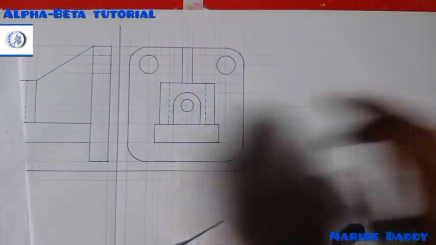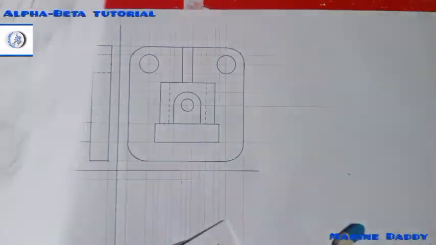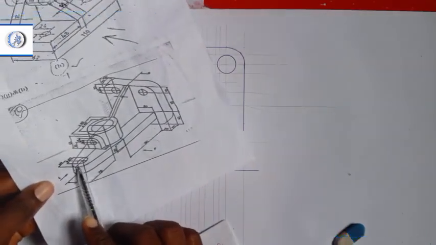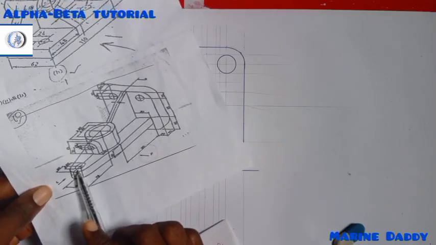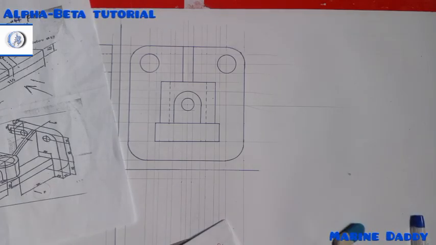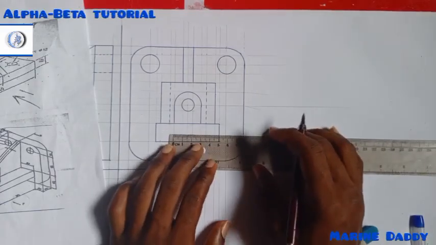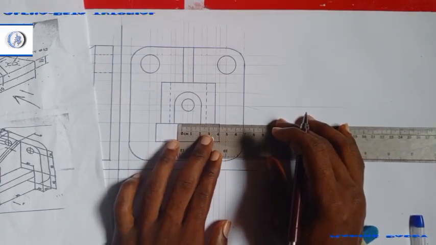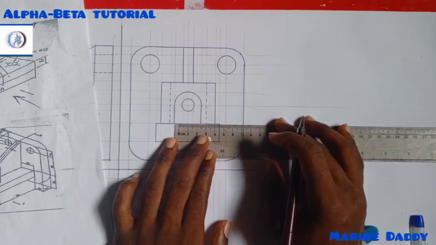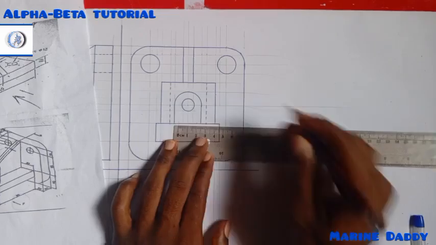So once I'm done with this part of the diagram, okay, there's another part again that we are neglecting. That's this part. There's a hollow part here again, and the diameter is 20 from the center. So that means we'll measure radius of 10, 10 to the right, 10 to the left.